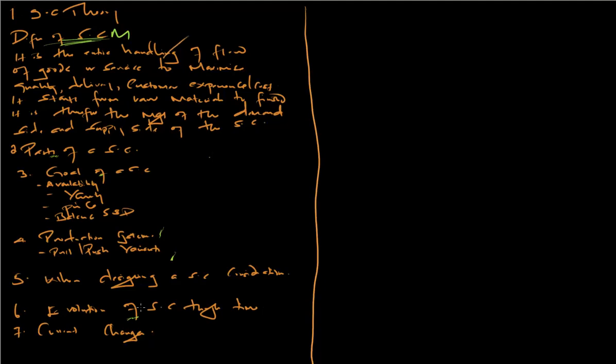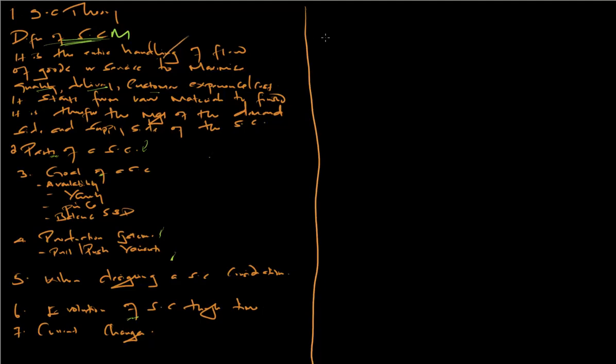So to start us off, I always like this definition. It's a basic World Wide Web accepted definition, and it holds that a supply chain is the entire handling of the flow of goods or service to maximize: one, quality; two, delivery; three, customer experience; and lastly, cost. And combining this with the parts of a supply chain, several things would emerge.